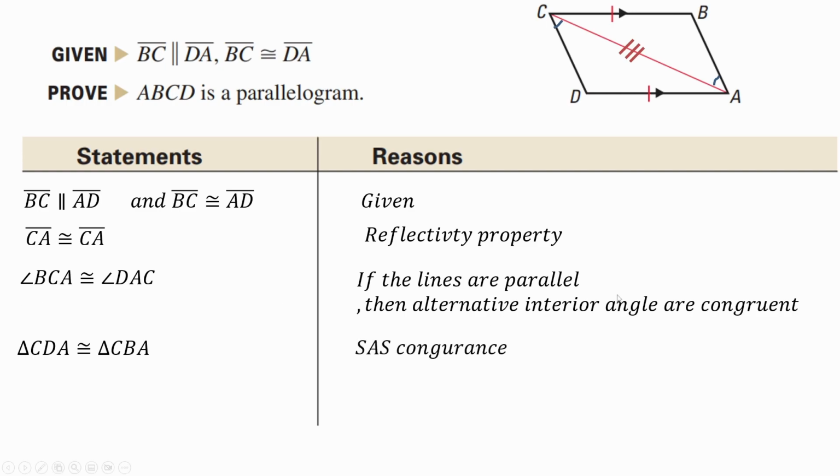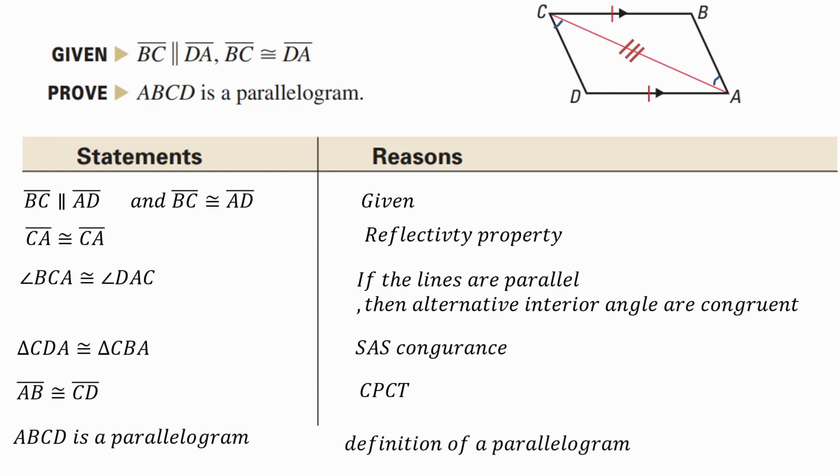Okay. Once we know that the triangles are congruent, then their individual parts are congruent. So we could say line AB is congruent to line CD by corresponding parts of congruent triangles, CPCT. Then from there, we can say that ABCD is a parallelogram just based on its definition.